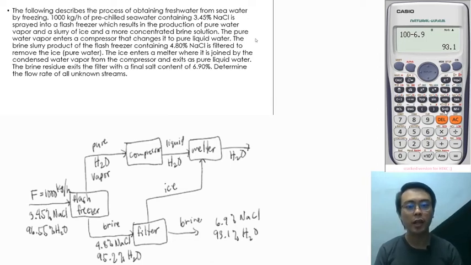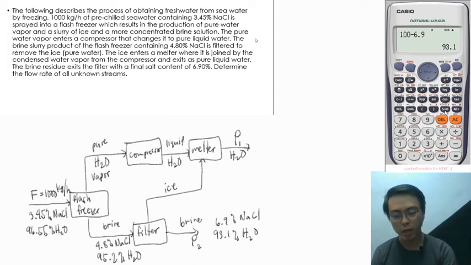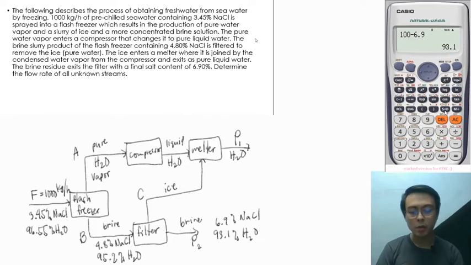So let's first label all of the streams. Our feed is F. I will be naming our products P, the fresh water. Let's label that P1. P2 is your brine, product brine. And then we still have other streams inside. So let's name this A. I will call this B. This is C. The ice from the filter is C.